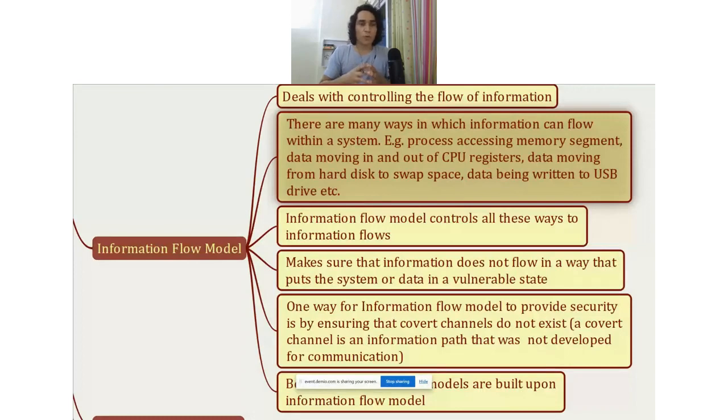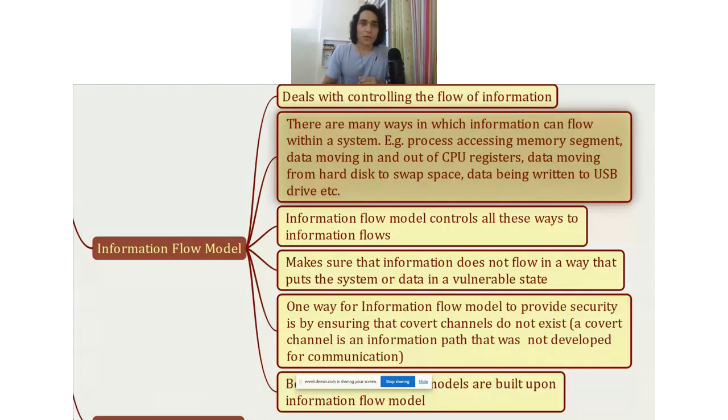So the information flow model is focused on these activities. It is focused on controlling the flow of information so that no matter how the information is flowing, it always remains secure, and does not flow in a way that can compromise the security of the system or put the system in a vulnerable state. That is the goal of the information flow model: to control the flow of information so that it does not compromise the security of the system.